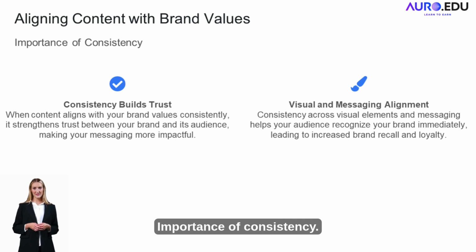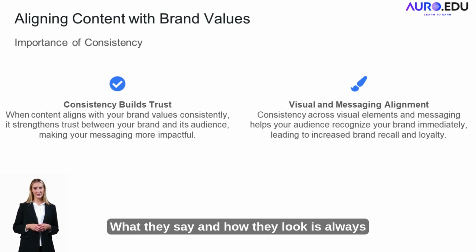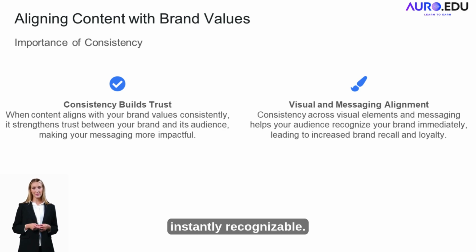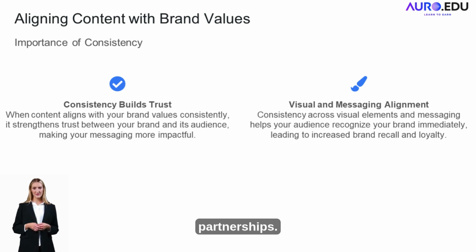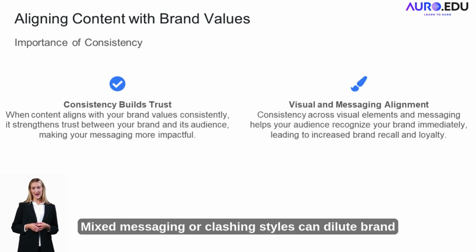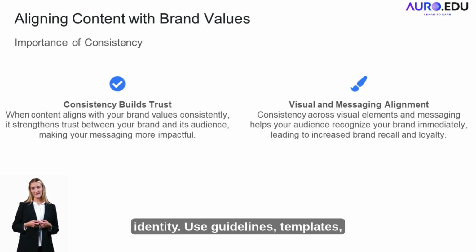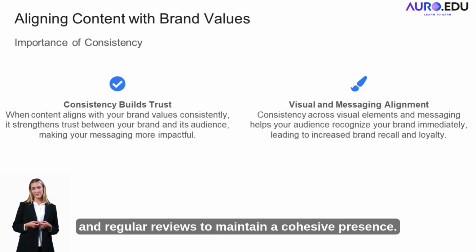Importance of consistency. Consistency in voice, tone, and visuals cements brand memory. Think of iconic brands. What they say and how they look is always instantly recognizable. This uniformity should extend to all influencer partnerships. Mixed messaging or clashing styles can dilute brand identity. Use guidelines, templates, and regular reviews to maintain a cohesive presence.